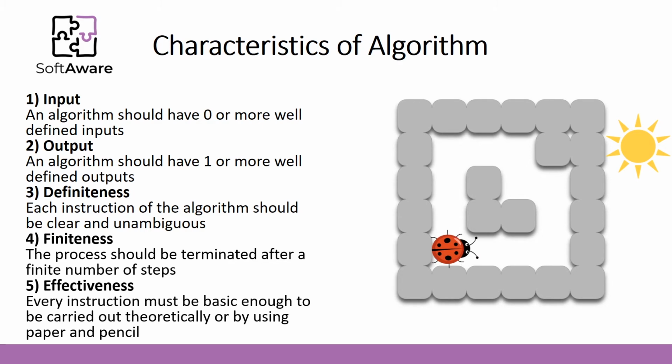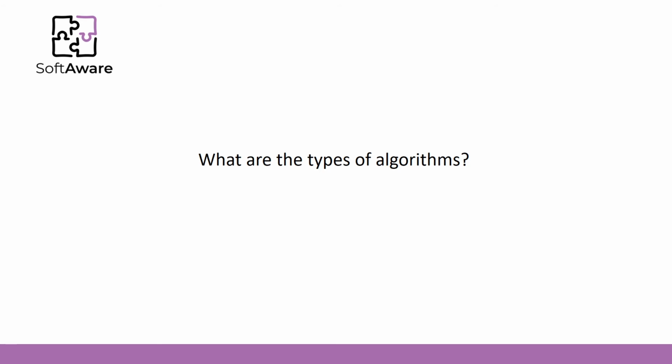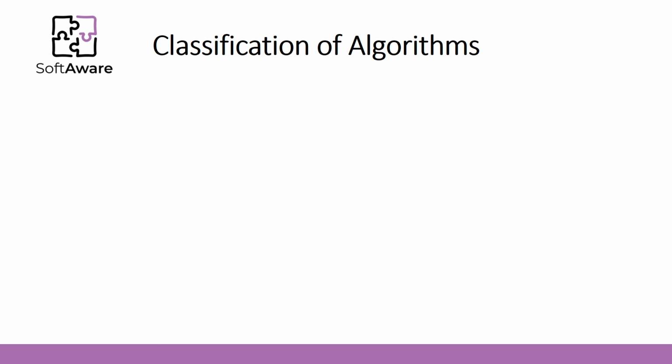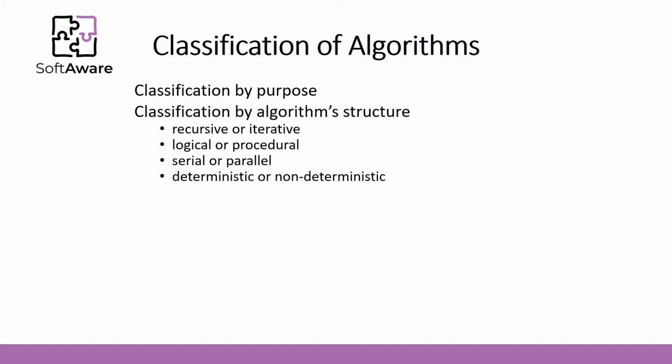Now that you've learned the basic characteristics, we can discuss the main types of algorithms. The algorithms can be classified into different groups. Each algorithm has a goal, but the number of goals is infinite, and they are usually assigned by different kinds of groups. An algorithm may be implemented according to different principles and structures. The main categories are recursive or iterative, logical or procedural, serial or parallel, deterministic or non-deterministic, and others.